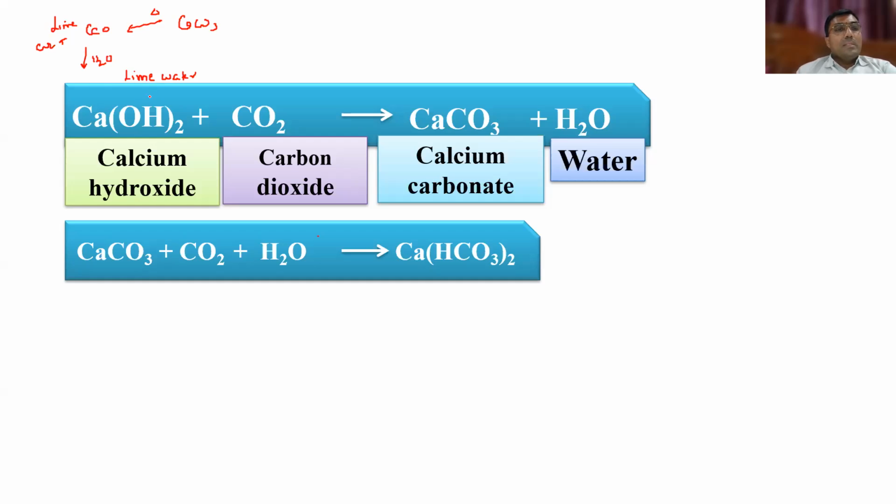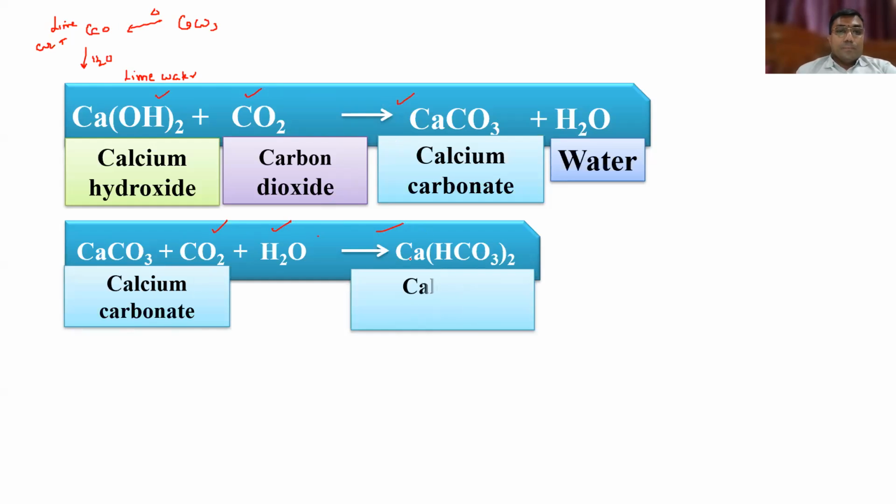This calcium hydroxide, when you add CO2, you get calcium carbonate. To this calcium carbonate, when you add excess CO2 and water, you get calcium bicarbonate. This is called calcium bicarbonate.